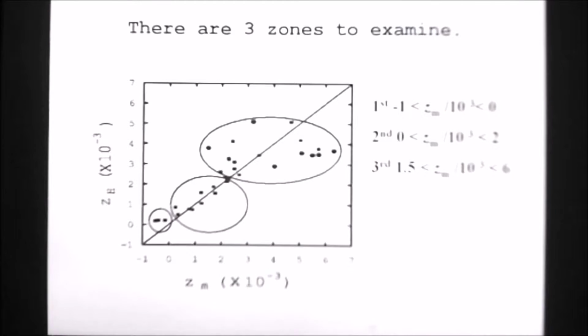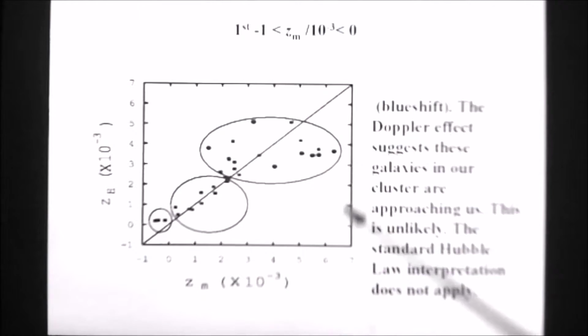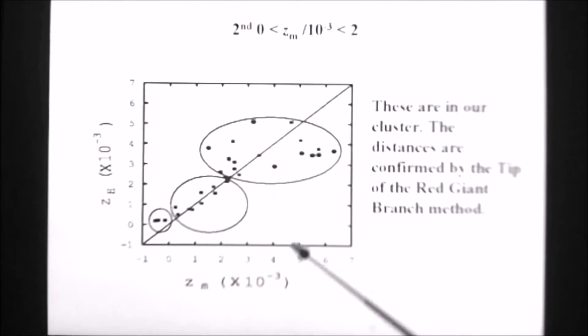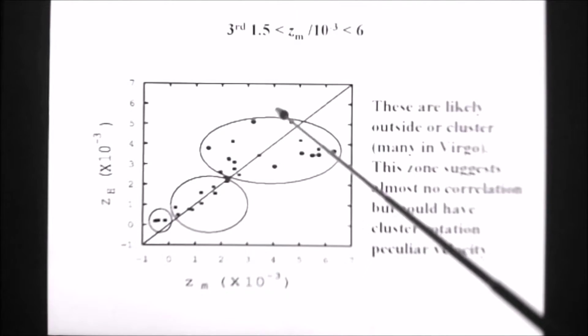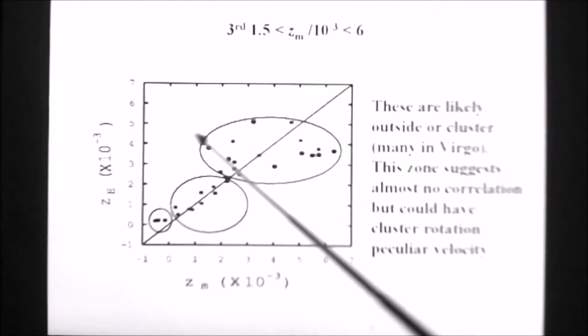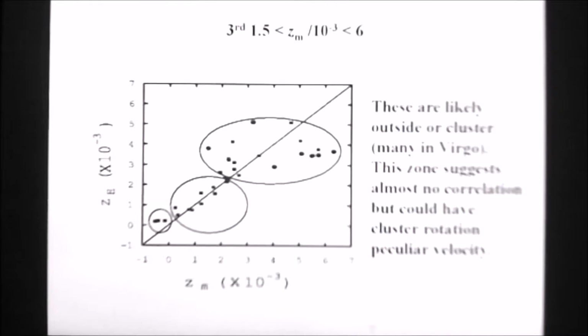There are 3 zones in the Cepheid result. The first zone is actually a blue shift. That, of course, is not allowed in the Hubble view. The second zone is basically in our cluster. The distances here are confirmed by tip of the red giant branch method. And the third zone is further out, such as in the Virgo cluster. This is very poor correlation, almost no correlation with distance.